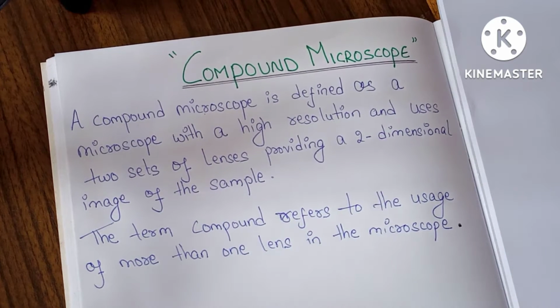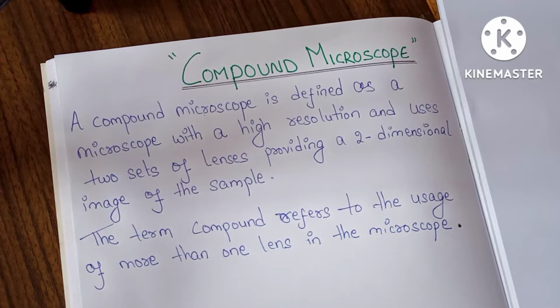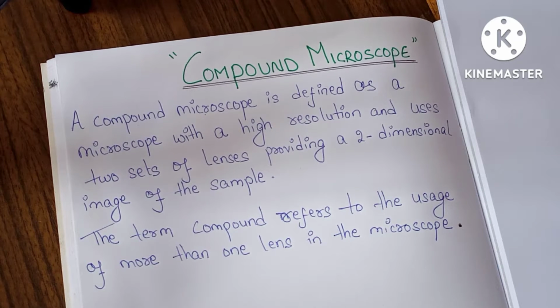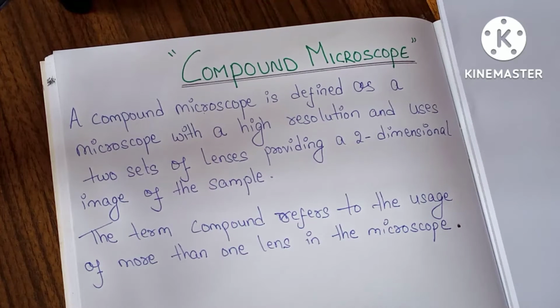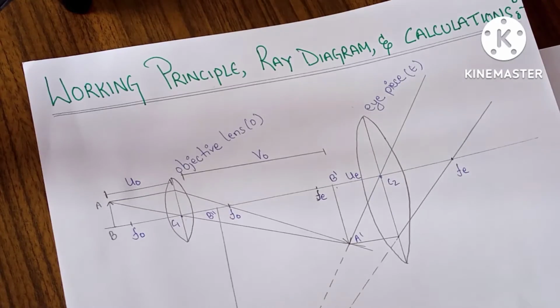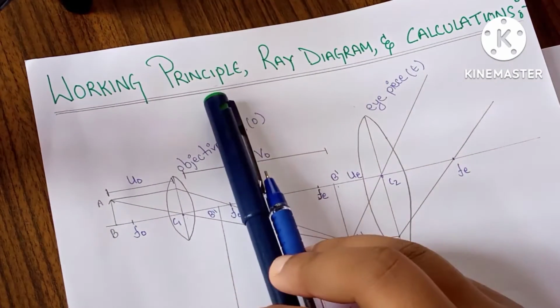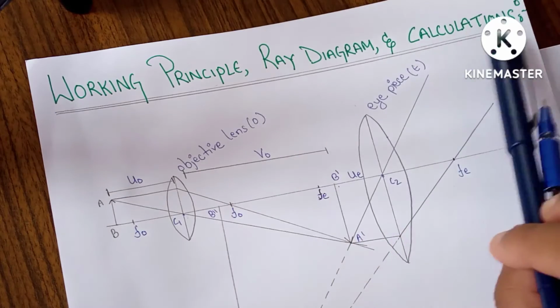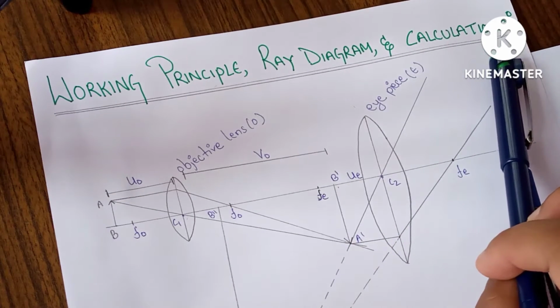We already know there are two types of microscope. One is simple and the other is compound microscope. In a simple microscope we use only one lens, and in a compound microscope we use two lenses. That is the reason why we call it a compound microscope. Now let us discuss the working principle, ray diagram and the calculations of the compound microscope.